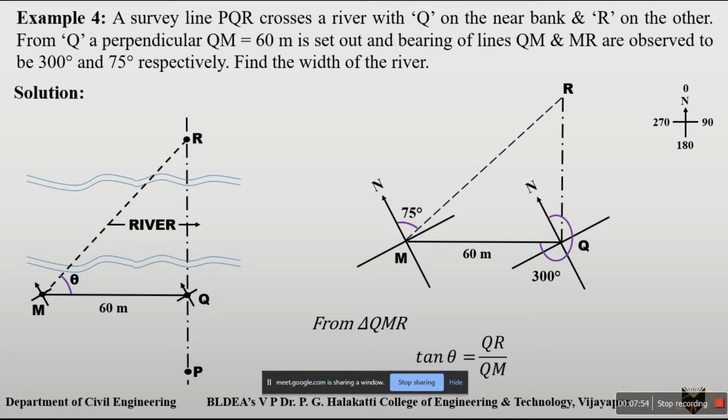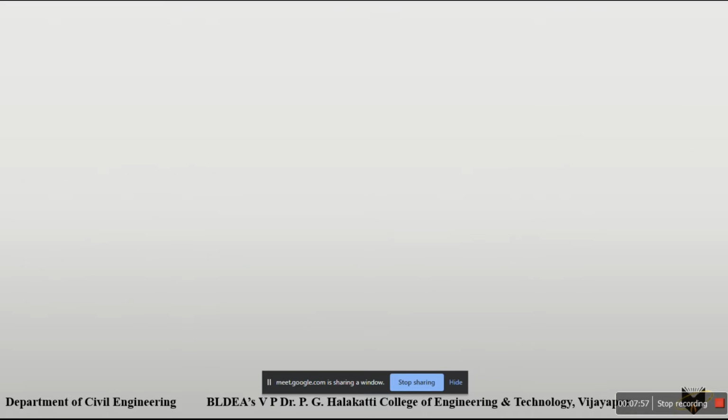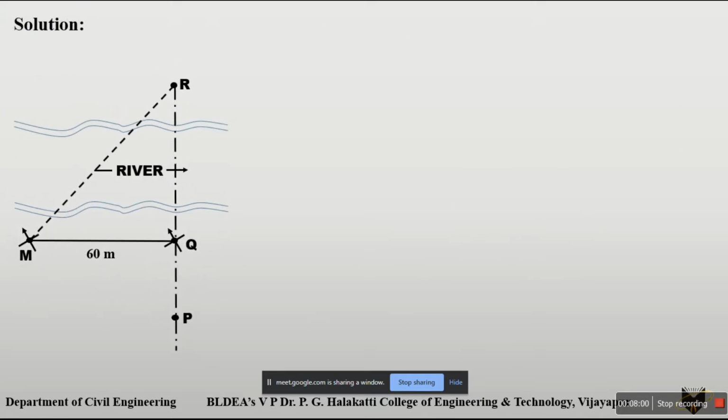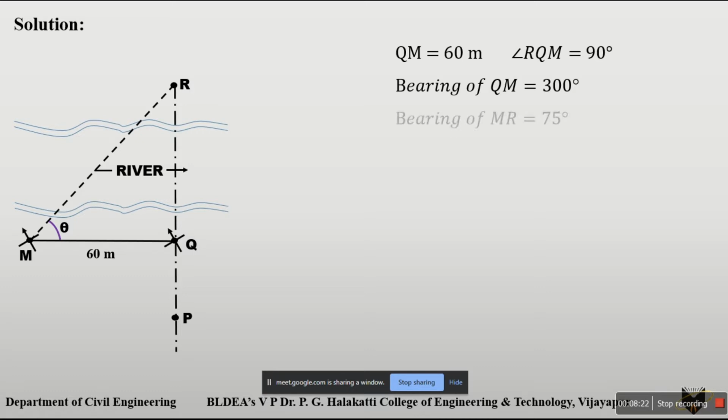Now the next step is for finding the theta value. Here again, the same diagram, theta is here only. In this diagram, QM is equal to 60 meters, angle RQM is equal to 90 degree. Similarly, bearing of QM is 300 degree. Then bearing of MR is 75 degree. They are given in the problem. Then we have to find out the bearing of M point to the Q point from reverse direction.